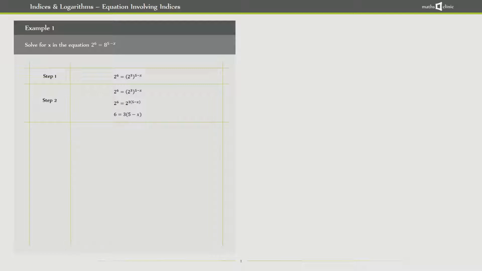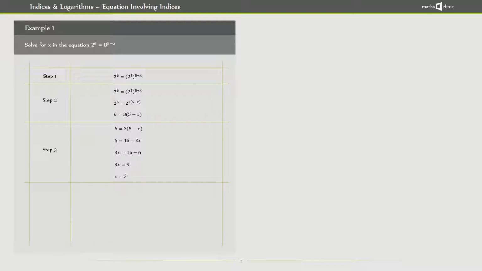From this point on, we have a very simple linear equation, and we're just going to solve that out. So we have 6 equals 3 multiplying 5 minus x. We'll expand what we have on the right: 3 times 5 is 15, and 3 times minus x is minus 3x. Then we move minus 3x over to the left and 6 over to the right, and we have 3x equals 15 minus 6. Finally, we have that 3x equals 9, and then x equals 3 when we divide both sides by 3.